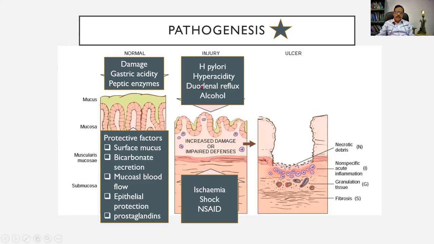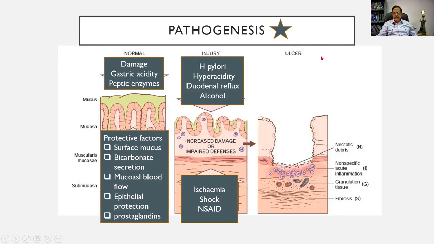The cause for it to be injured can be H. pylori. Hyperacidity is one of the basic causes. Duodenal reflux. You find from the duodenum the contents come back into the stomach. Alcohol, smoking, they are all some of the causes for injury to the mucosa. Apart from this, there can be ischemia. As I mentioned earlier, whenever there is an obstruction, there can be necrosis and ulceration. Shock. NSAID, non-steroidal anti-inflammatory drugs. Please remember this list. It is a list of causes for peptic ulcer.